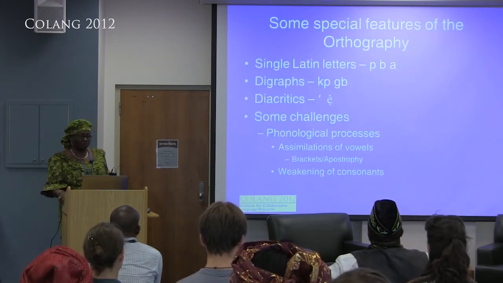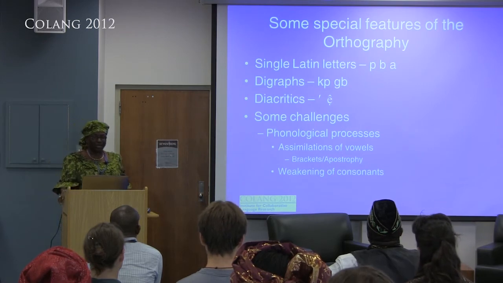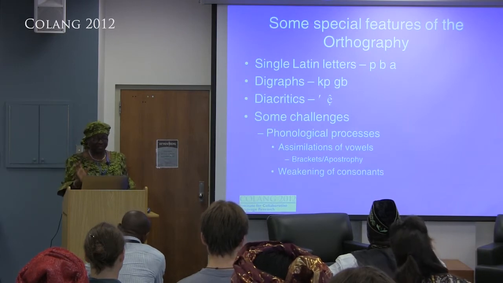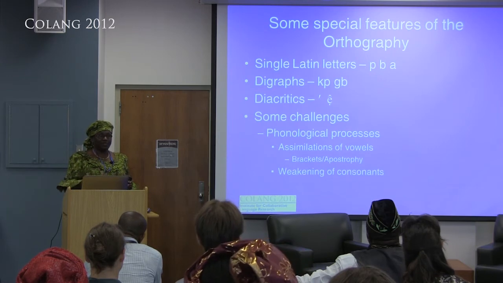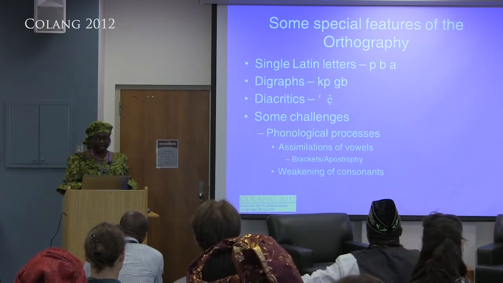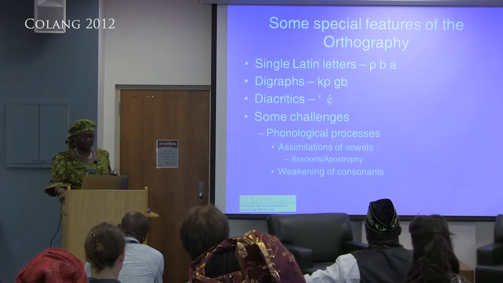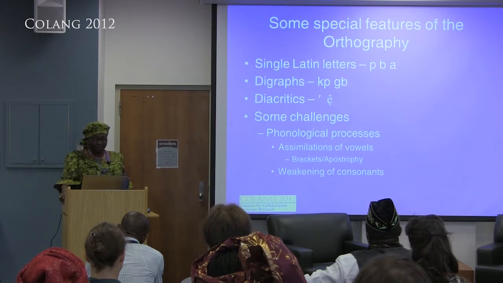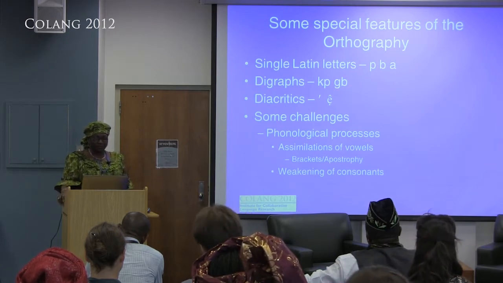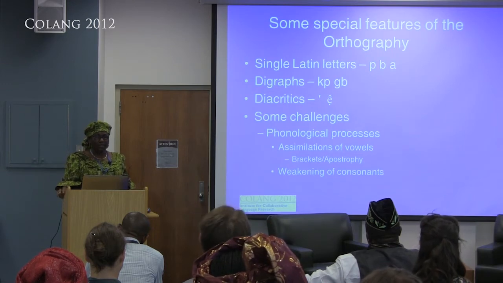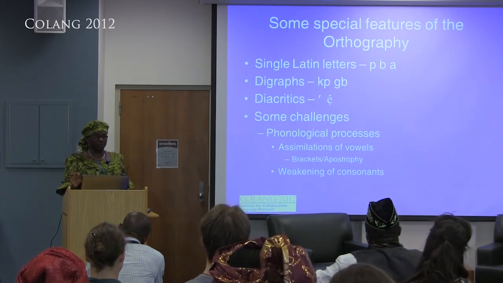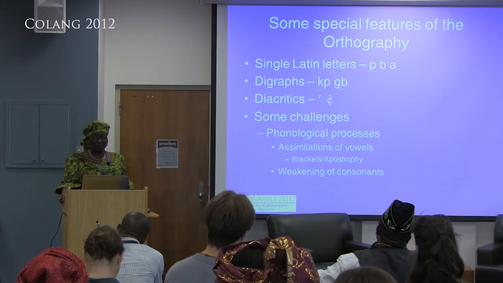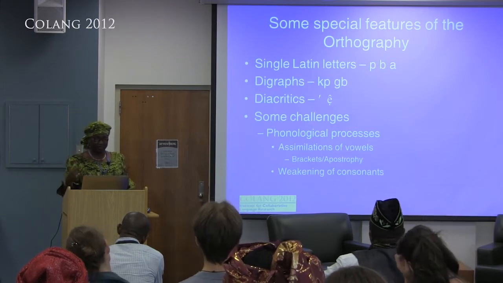And so we have some special features of the orthography. We drew from the Latin letters, which is common, like the P, B, and all of them. Most of the letters are the letters we use in English orthography. And then we also have the digraphs, some of these examples like the ones on the slide. And then we used diacritics, but very sparingly. Ufon has already presented the diacritics for the tone, and then we used the subdot to represent some of those sounds that we needed to find special symbols for. And then there was also the bar, as you will see as we go on.